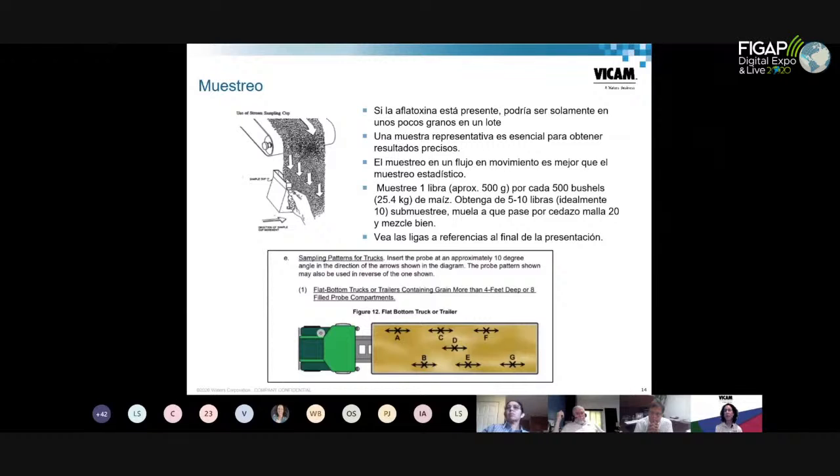And also in the references are the recommendations from the European Union on how to sample.